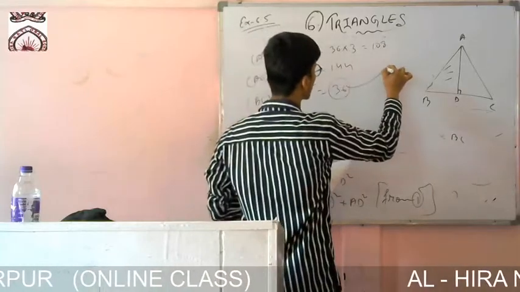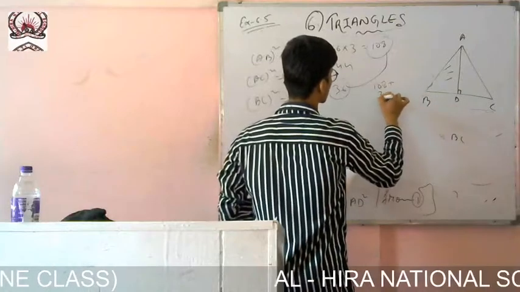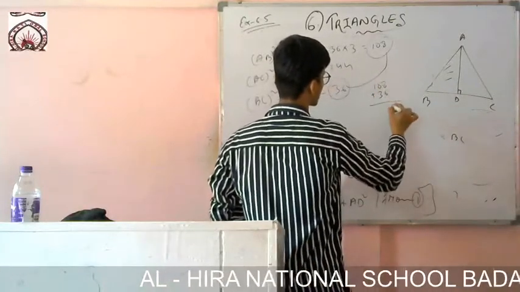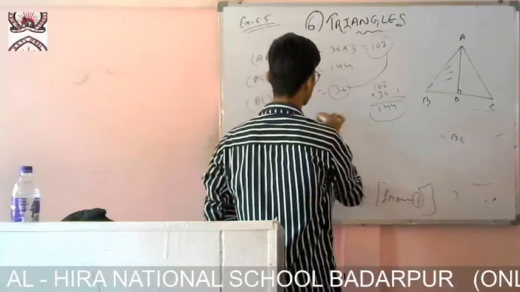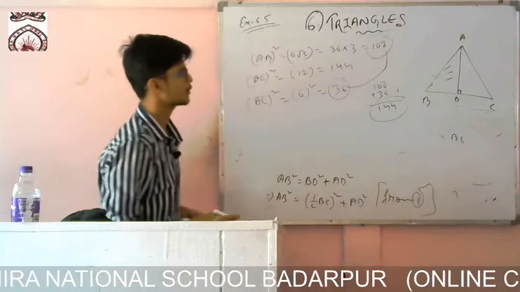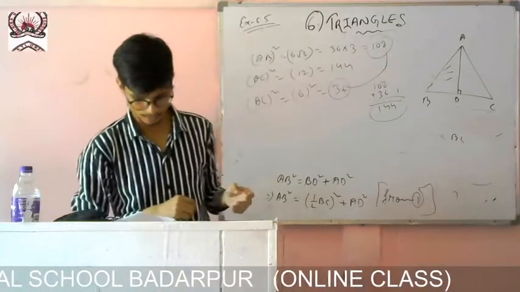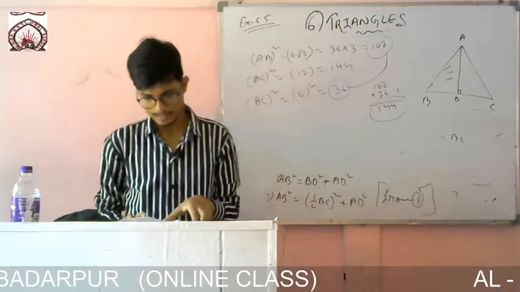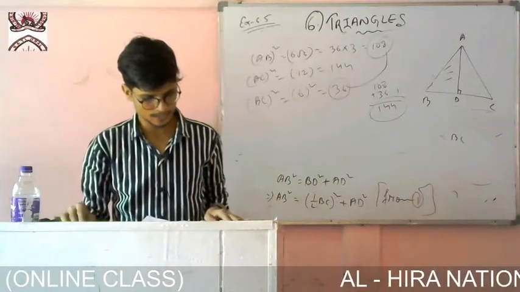Now add these two smallest sides' squares: 108 plus 36. If you add it, it comes to 144, which is equal to AC square. So that means it is following Pythagoras theorem. And if anything follows Pythagoras theorem, then the angle opposite the longest side, angle B, will be equal to 90 degree.